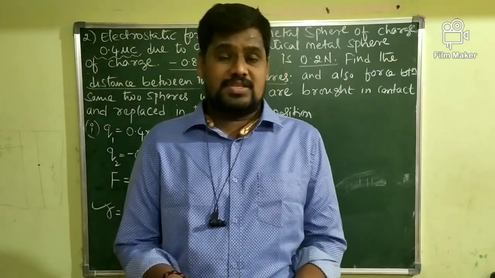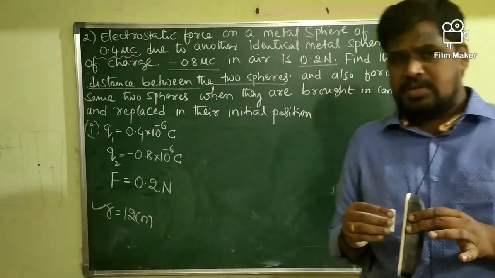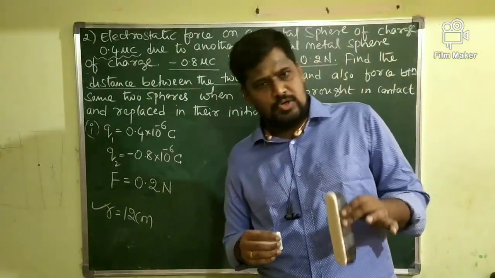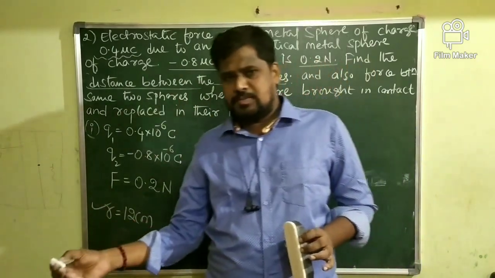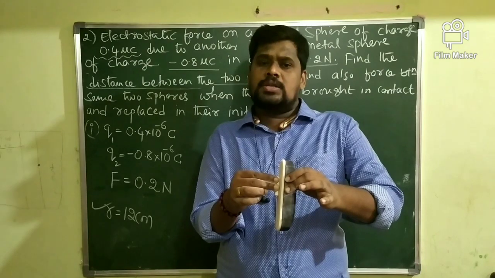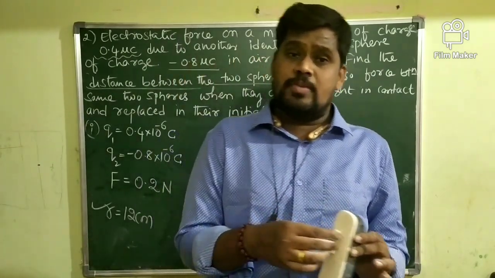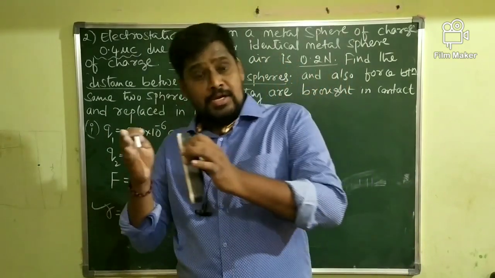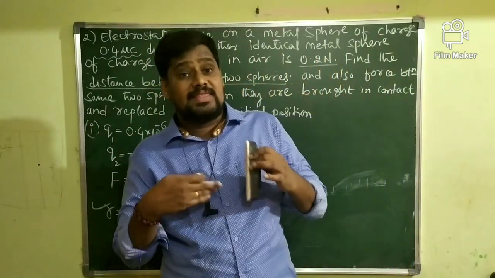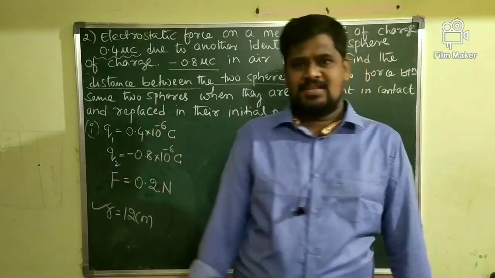Net charge of the system, because charge is additive in nature. Say the first charged sphere is Q1 and the second charged sphere has the charge Q2. When they are brought in contact with each other, the net charge on the system is Q1 plus Q2, and that total charge will then be equally distributed among the spheres.